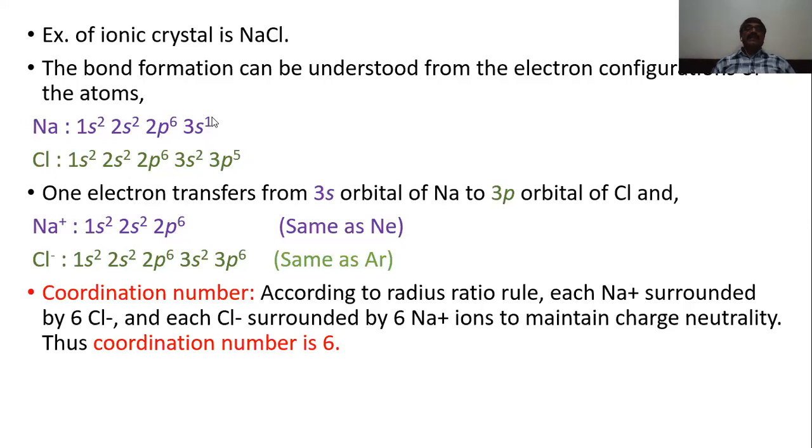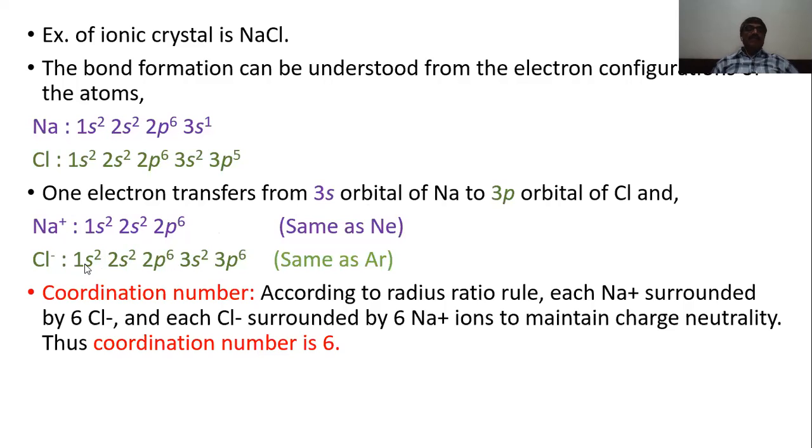Now, what happens? What criteria is possible here? The Na atom has only a single electron in its last orbit, so it can easily lose the electron. Chlorine lacks only one electron, so it can easily accept the electron. So one electron transfers from the 3s orbit of Na to the 3p orbit of chlorine, and the atoms become ions. Na plus is now 1s2, 2s2, 2p6. Since it has lost one electron, it becomes a positive ion.